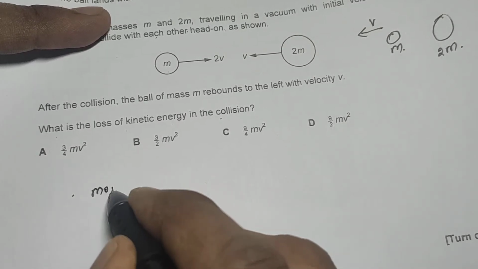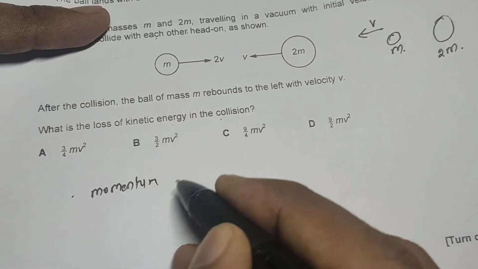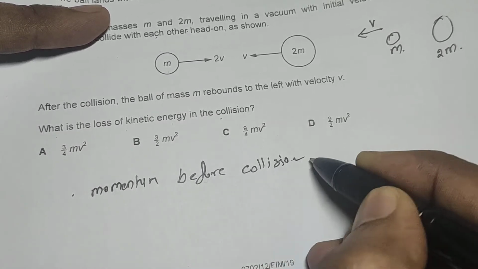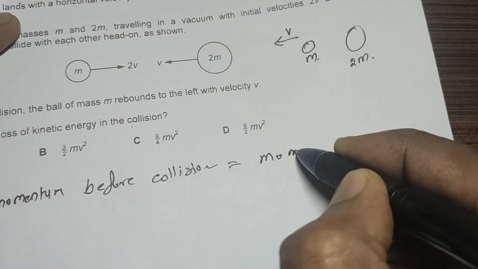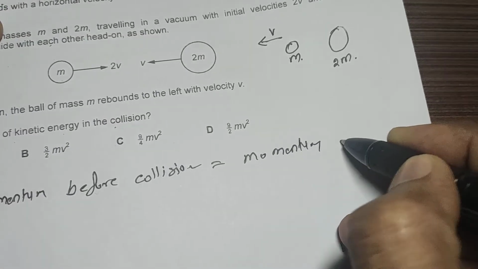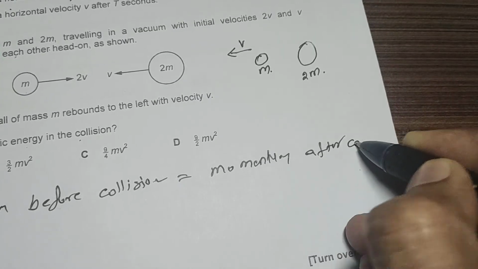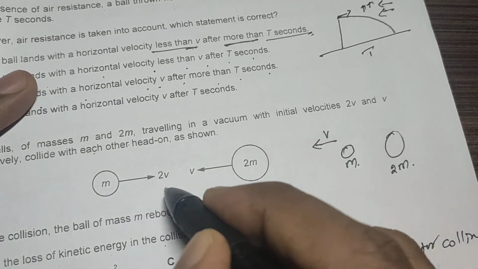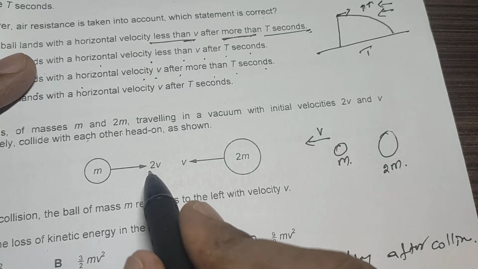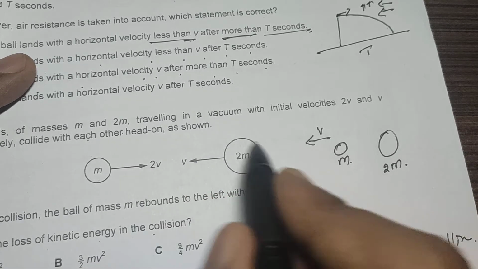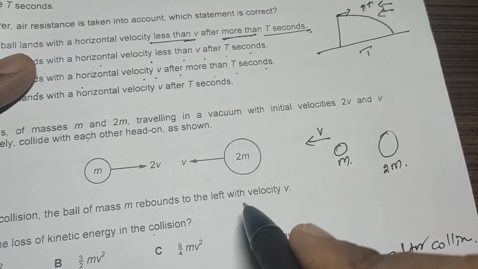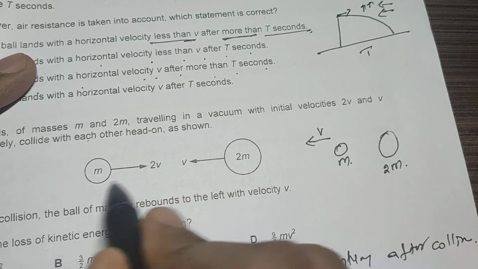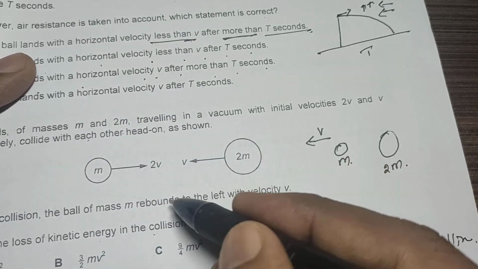So momentum before collision is equal to momentum after collision. So what is the momentum before collision? Always you must remember the sign convention while dealing with the momentum, right? With the particles more than one object. So this one is having 2v in the right direction. So let's say the right direction is positive and the left direction is negative.